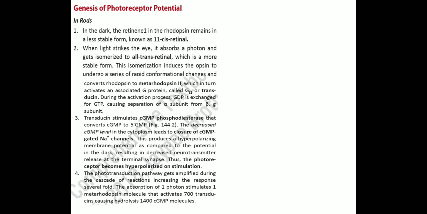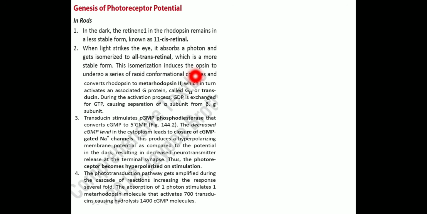Here also they have explained the genesis of the photoreceptor potential. In the rods, what are the things which are occurring? In the dark, you can see the retinal in the rhodopsin remains in the less stable form, known as 11-cis retinal. Whenever light strikes, it absorbs the photon and gets isomerized to all-trans retinal, which is a more stable form. I'll show you the flowchart in the next slide.